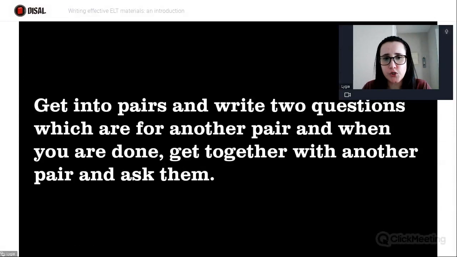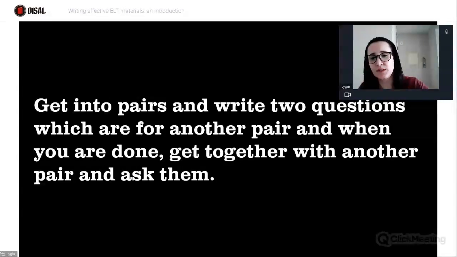What I'd like you to do is first, think about how you could rewrite these instructions following the tips that I've just given you. And when you're ready, please tell me your ideas in the chat box. How could we rewrite these instructions so that they're clearer and easier to understand? When you're ready, share your ideas in the chat box, please.